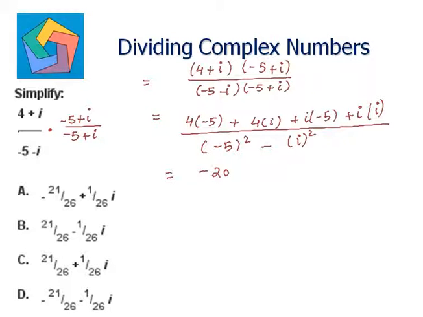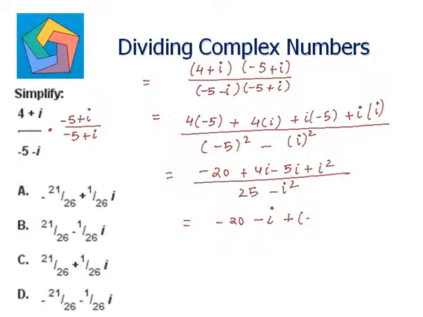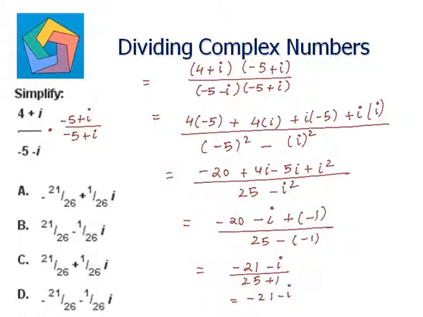This is -20 + 4i - 5i + i squared over 25 - i squared. So -20 + 4i - 5i, that is -i, plus i squared, which is -1, over 25 minus i squared, which is minus -1. So -20 - 1 is -21, minus i, over 25 + 1. That is (-21 - i) over 26, which is -21/26 - (1/26)i, which is the answer I see in the D part.